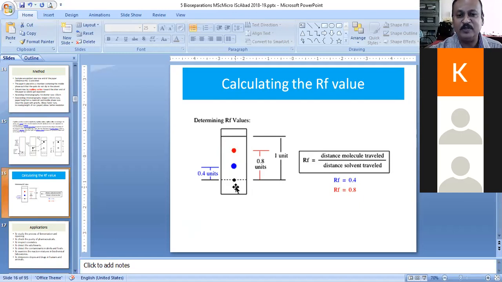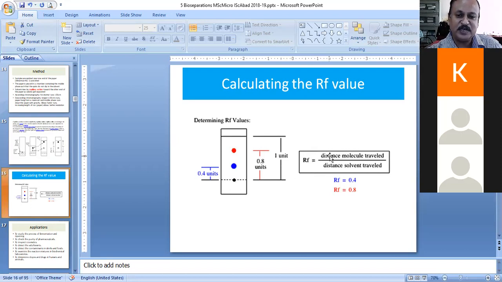What I'm going to do is, using a scale, measure the distance which is traveled by one particular component from the point of origin, from this to this distance. And for the other spot, I would calculate the distance from the point of origin to the center of the spot. Center of the spot, this word is very important. And then I also calculate the distance which is traveled by the solvent front, this line here. Then for each particular component I calculate the RF value like this.